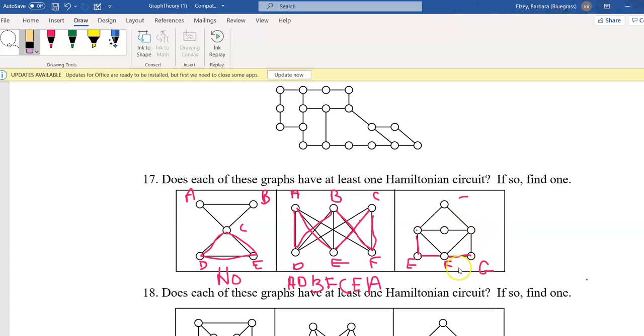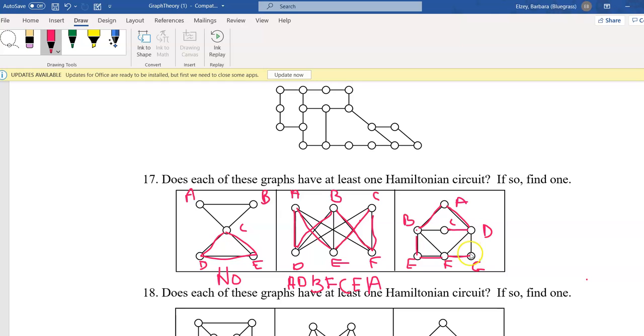We could try from our problem child C. Oops, I really didn't mean to get rid of all of those. So let's start with C just to see if we can find a circuit from C. So let's see, C to A to B, E, F, G, and then we have a problem of returning to D here.